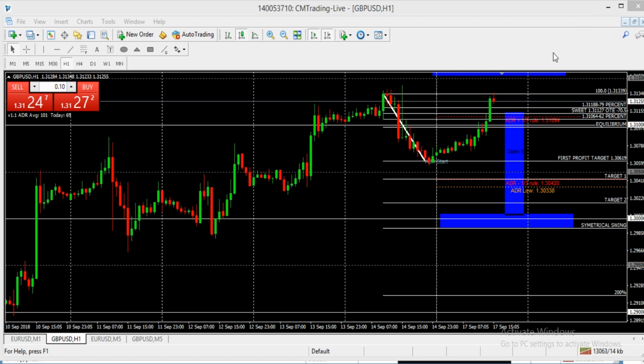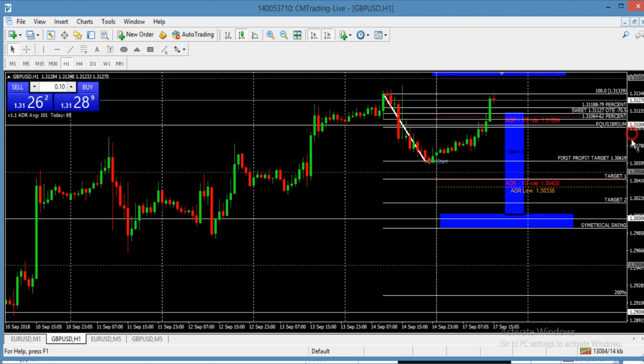Hello traders, just a quick update as I posted in the morning that we are waiting for the market to go into the OTE, or the optimum trade entry zone. After that we are supposed to be selling this at least 100 pips down. So it just finished doing what it's supposed to do. Then we are waiting for this market to come down.